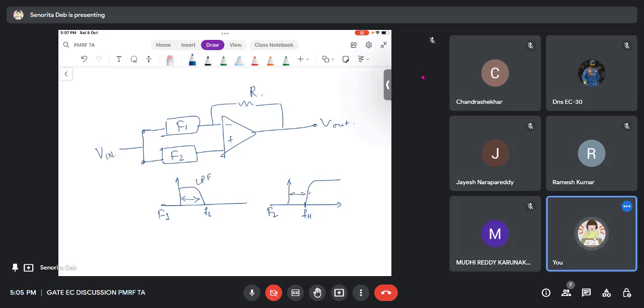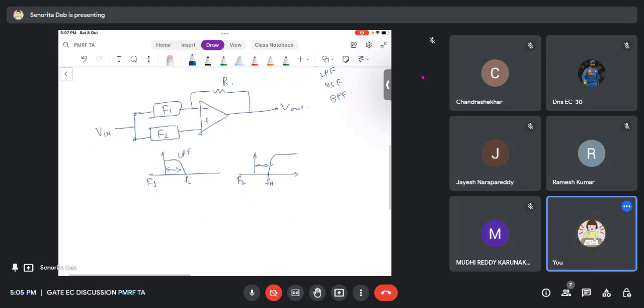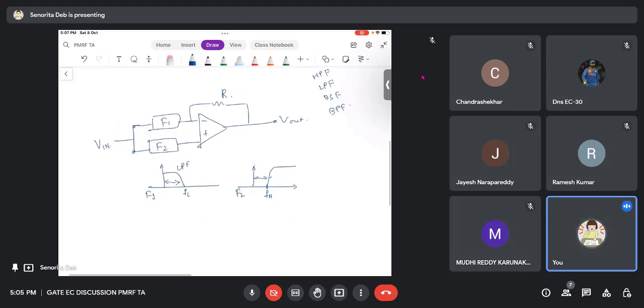The question was whether this entire configuration is a high pass filter, a low pass filter, a band stop filter, or a band pass filter. This was the question, this entire configuration. So, simple. The frequency of operation was given somewhere, and FH was given as greater than FL. Okay, FH is greater than FL, that is what is given.